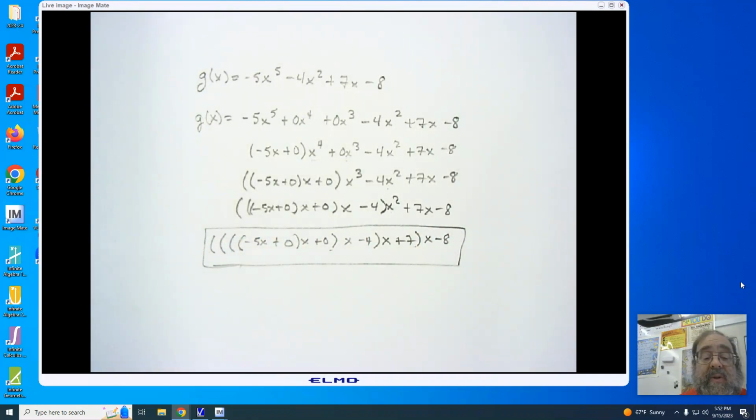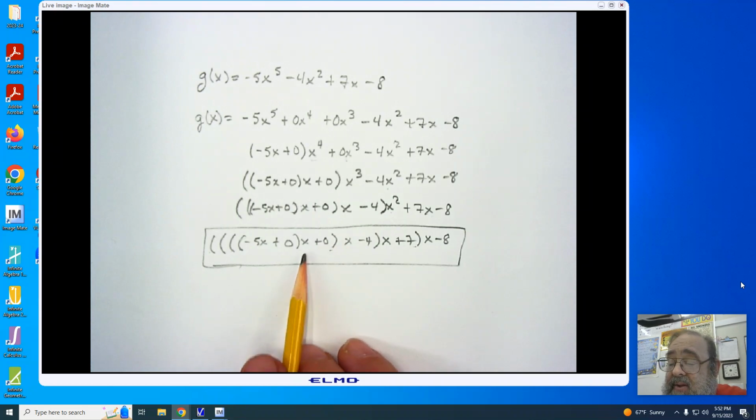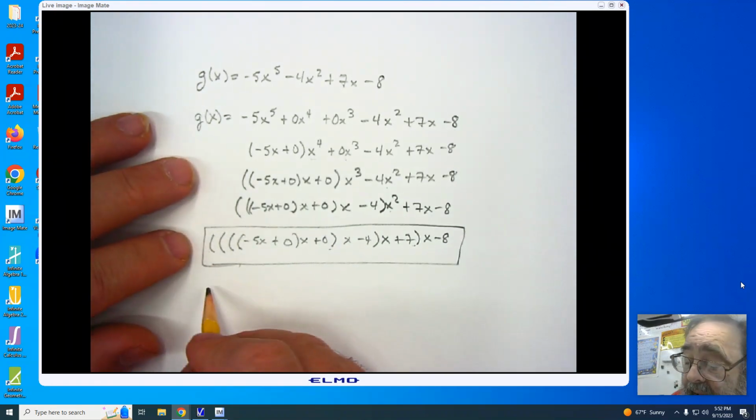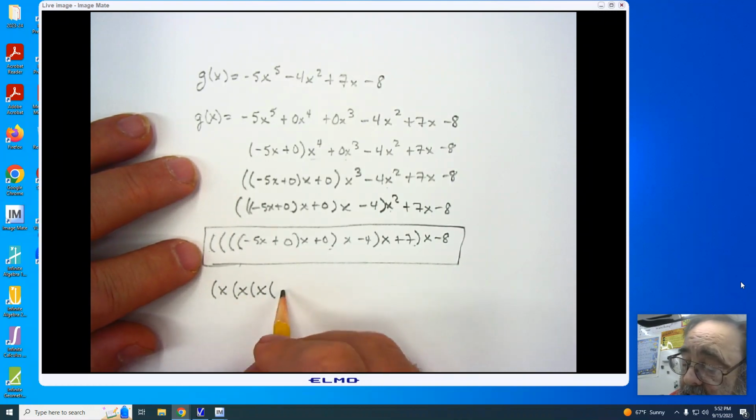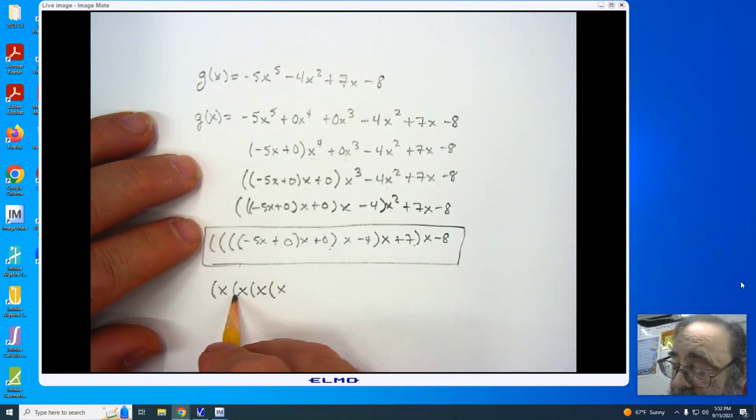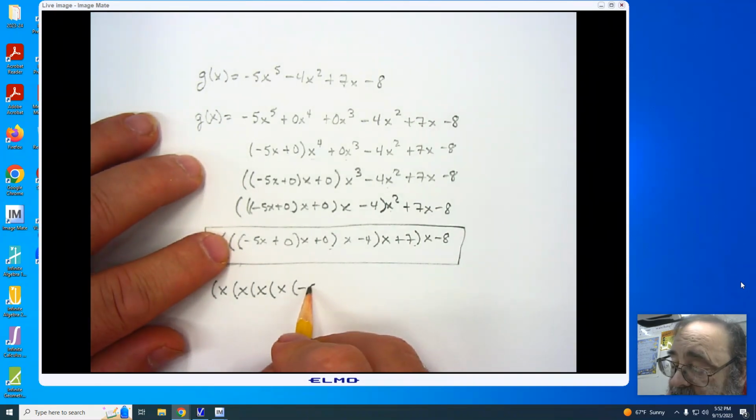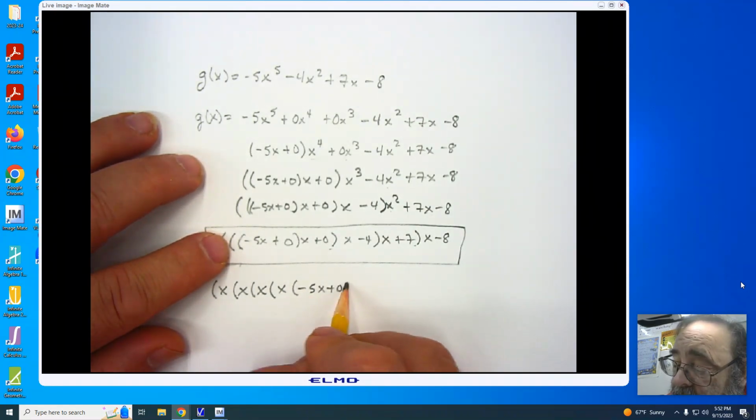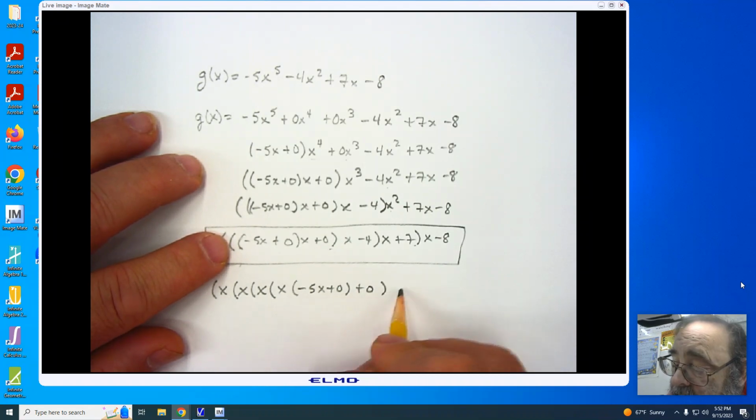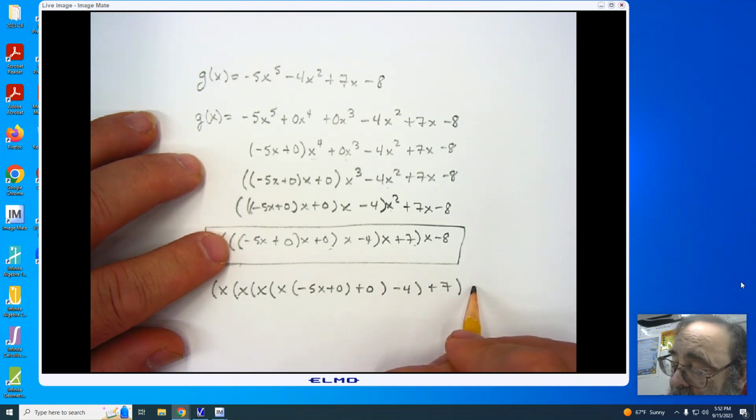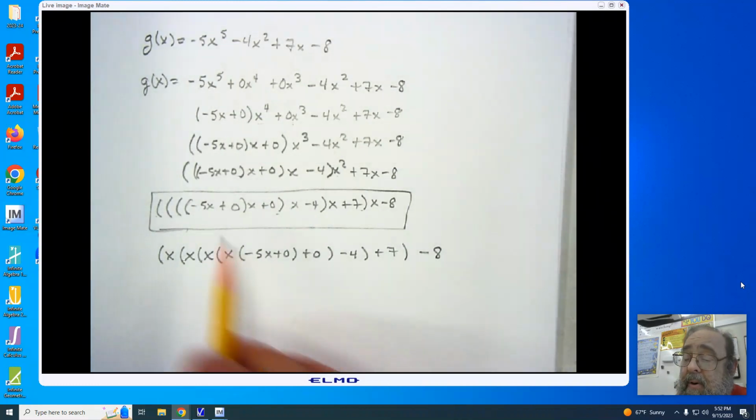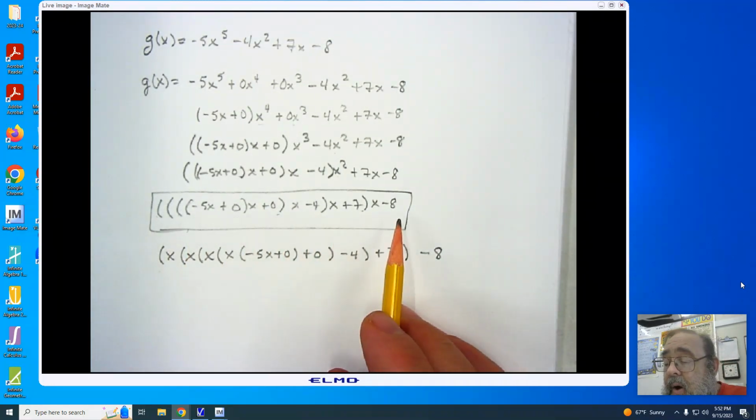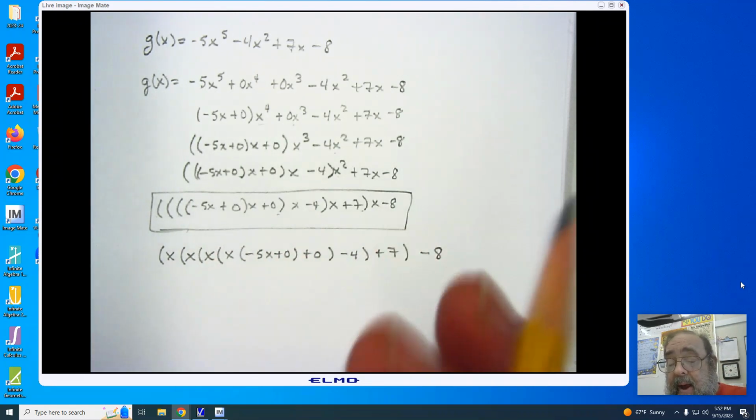Now, be aware, some teachers will ask you to factor the x in front, in which case you would have an x, an x, an x, followed by the x, 1, 2, 3, 4 of them. You'd have minus 5, x plus 0, plus 0, minus 4, plus 7, minus 8. So this is another way of writing nested form. I personally like having the x's in back where I can see them and slowly work on them backward.